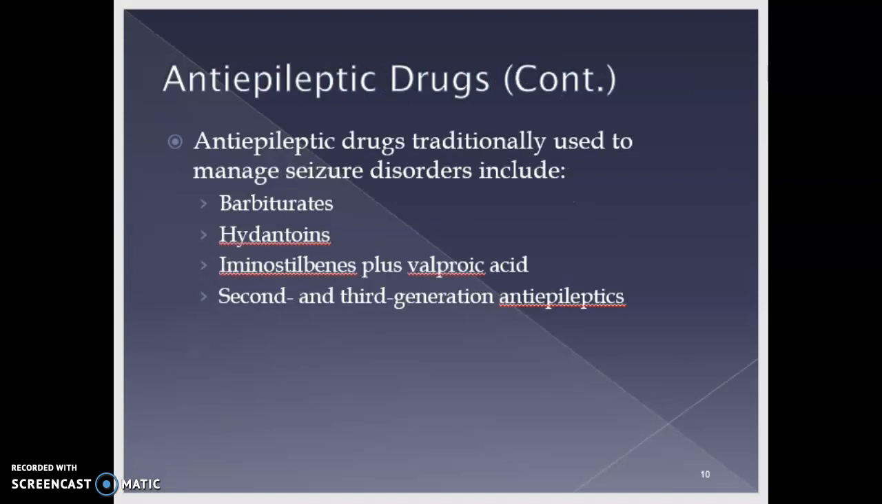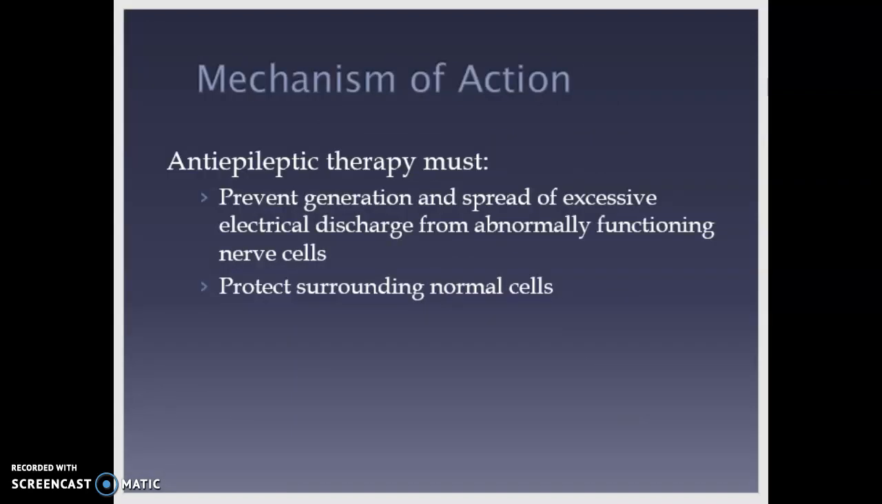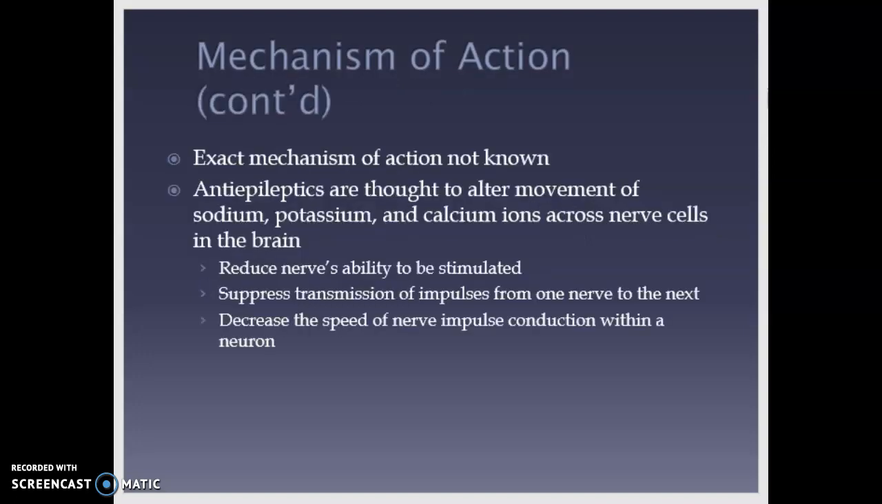These anti-epileptic drugs are traditionally used to manage seizure disorders, and the ones that we usually see are the barbiturates, the hydantoins, the iminostilbenes plus valproic acid, and then we have second and third generation anti-epileptics. Their mechanism of action must prevent the generation and the spread of excessive electrical discharge from abnormally functioning nerve cells, while at the same time protecting the surrounding normal nerve cells. The exact mechanism for most of these is not known, but the anti-epileptics are thought to alter movement of the sodium, potassium, and calcium ions across the nerve cells in the brain.